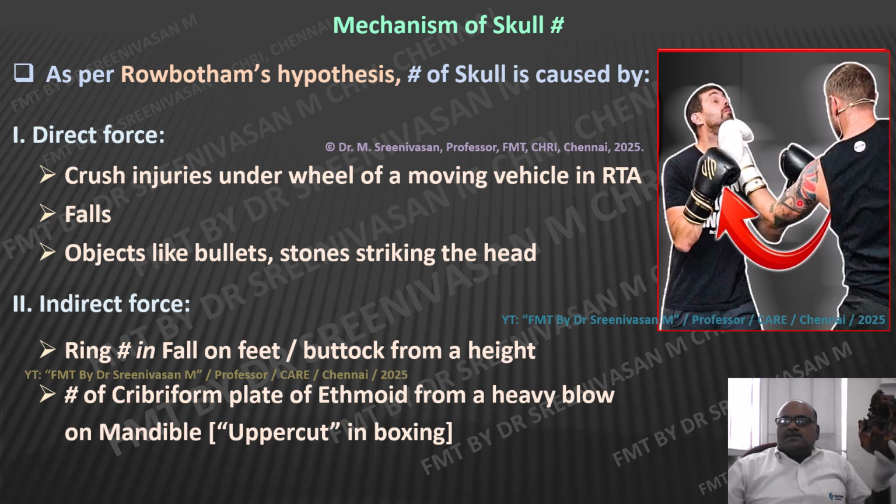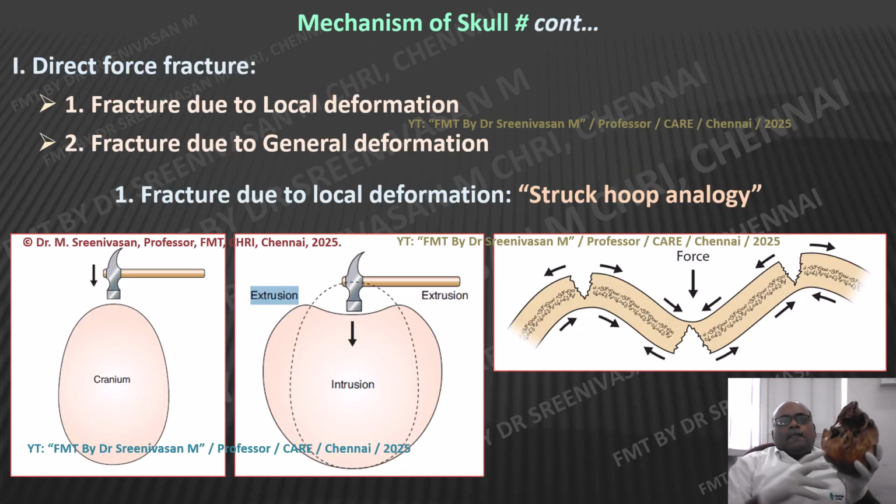As you are seeing in this boxing uppercut, the forceful punch is made below the mandible or chin. That force will be transmitted through the mandible into the anterior cranial fossa of the base of the skull, resulting in fracture of the cribriform plate of the ethmoid bone. These two are some examples of indirect force, where force is acting away from the skull, but yet skull fractures, especially involving the base, occur.